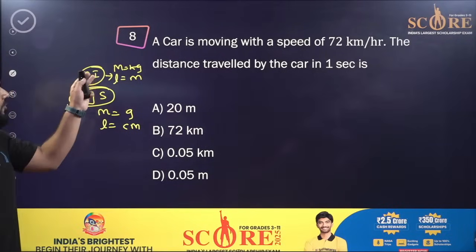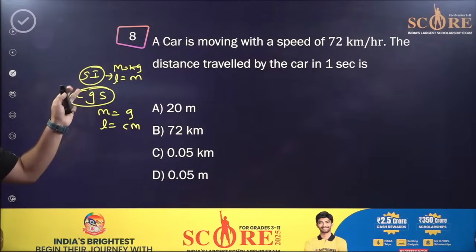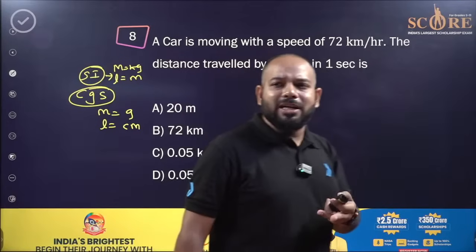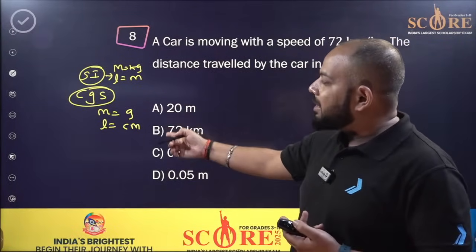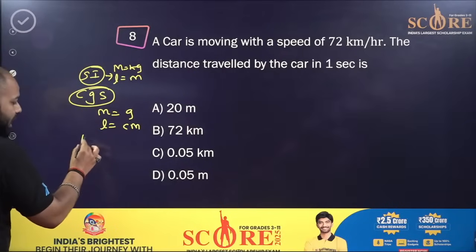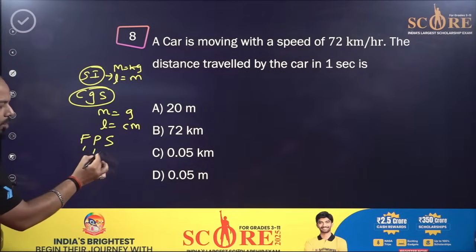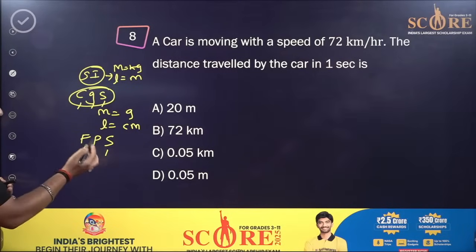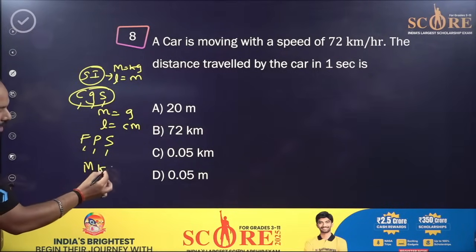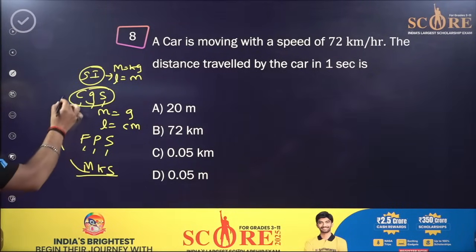SI stands for international standard units. CGS stands for centimeter, gram, second. One more system is FPS, that is foot, pound, second. So centimeter, gram, second; foot, pound, second; and then we have MKS units also, which is similar to SI only.